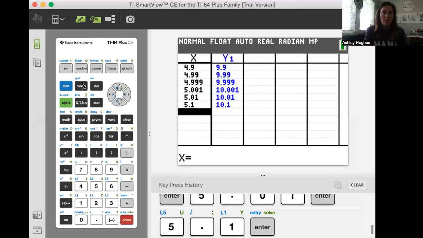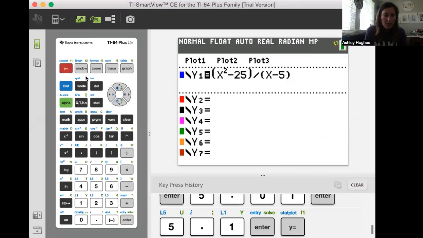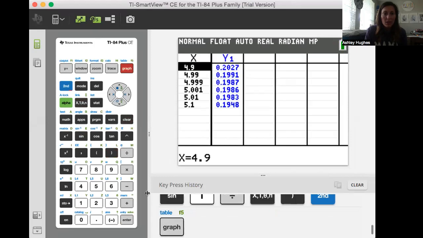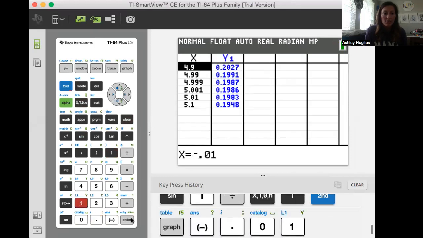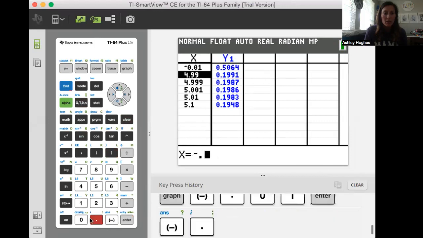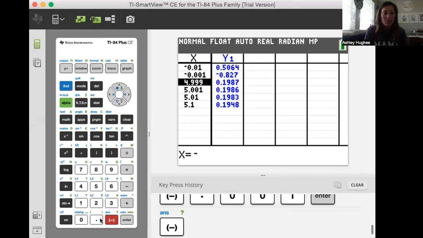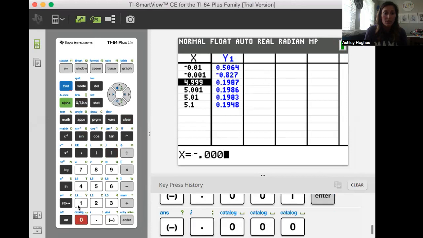Let's change our y value. Okay, so let's go back to y equals, let's clear that out. And we're going to do sine of 1 divided by x. And then we're going to go to our table. And this time we're going to plug in things like -0.1, -0.01, -0.001, -0.0001.